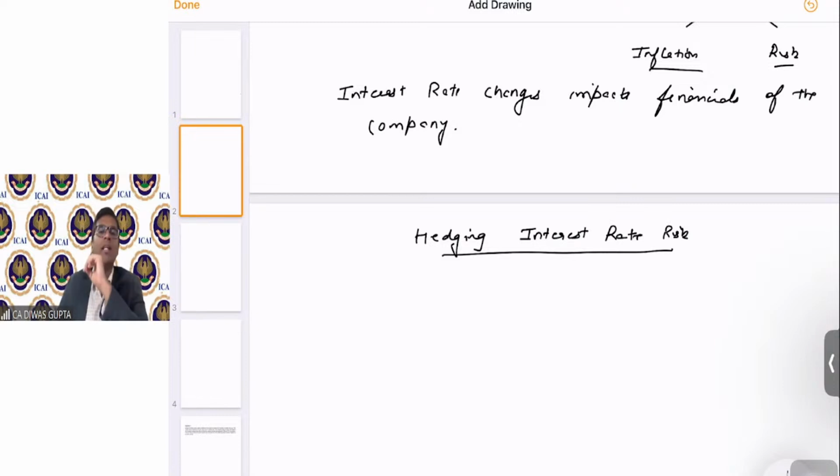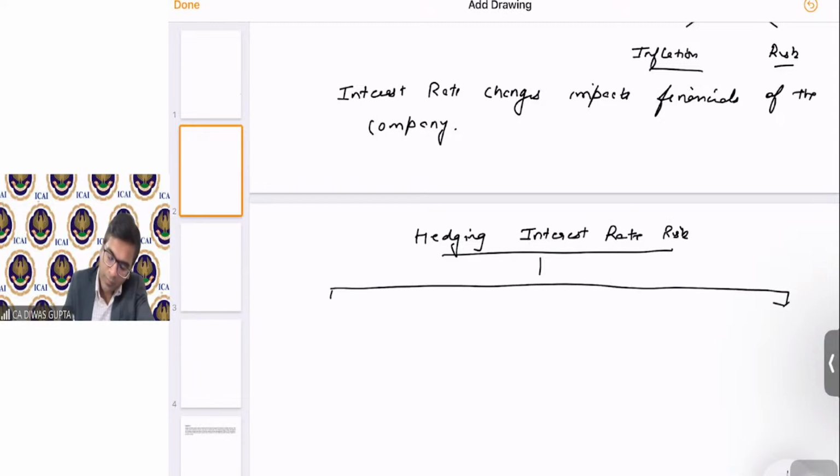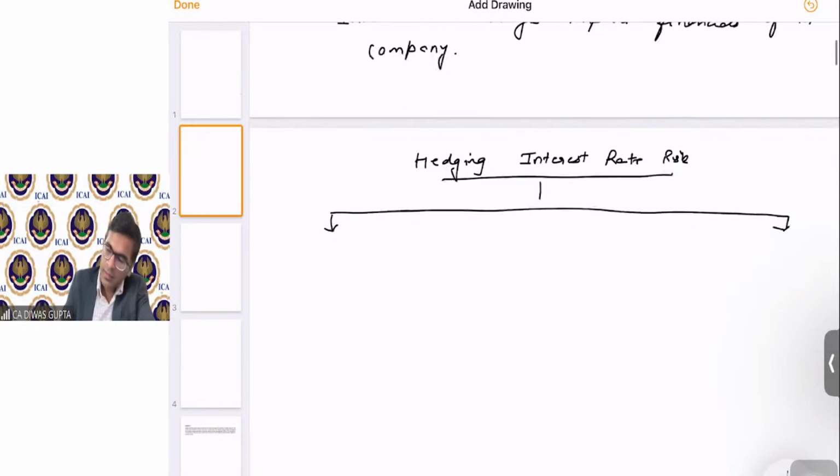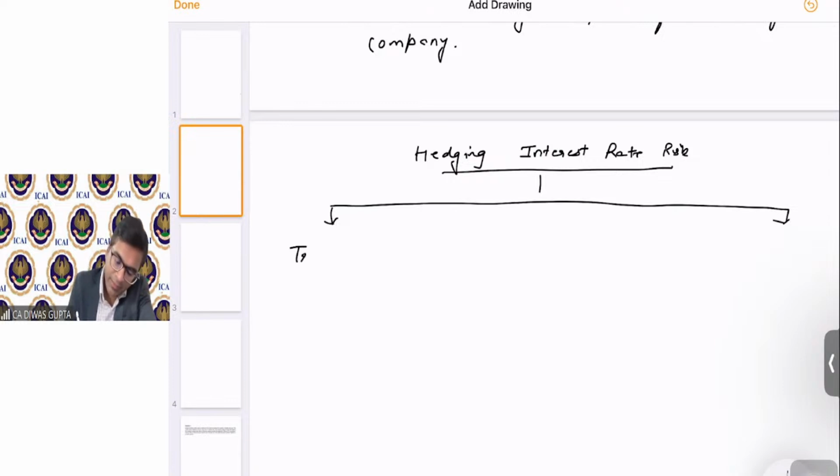We will not go to, let's say, economic theories. We will now link it to the very practical aspects that we have. So this is a very interesting topic, students, because this is a very practical aspect. Now we will discuss them. So hedging interest rate risk, students, there are two broad categories. One is the traditional method, and second is the modern method.